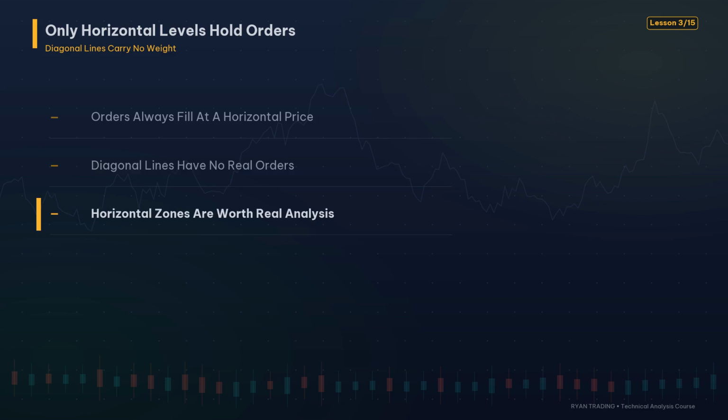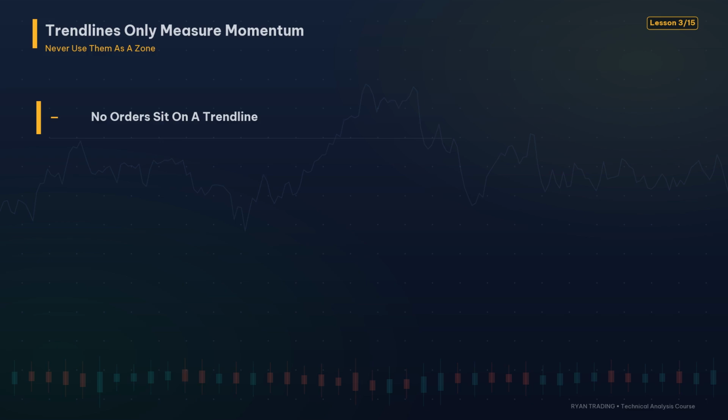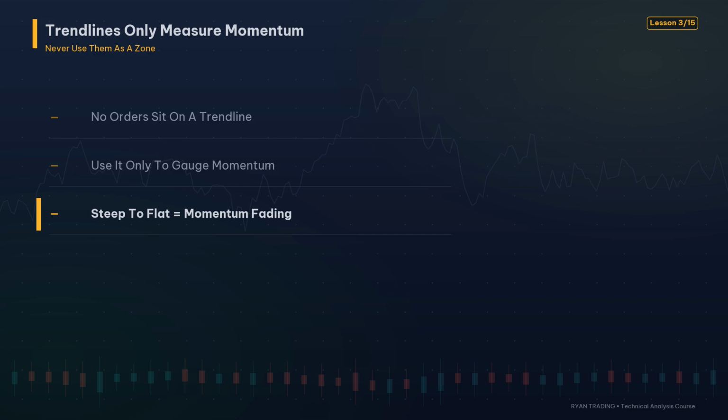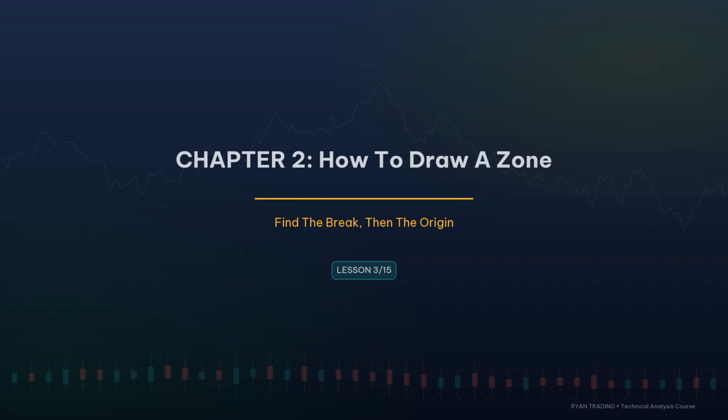A diagonal line is mostly decoration. A trend line has no orders sitting on it anywhere. Use it only to gauge momentum, nothing more. Steep turning flat means momentum is fading fast. Chapter 2. How to draw a zone.